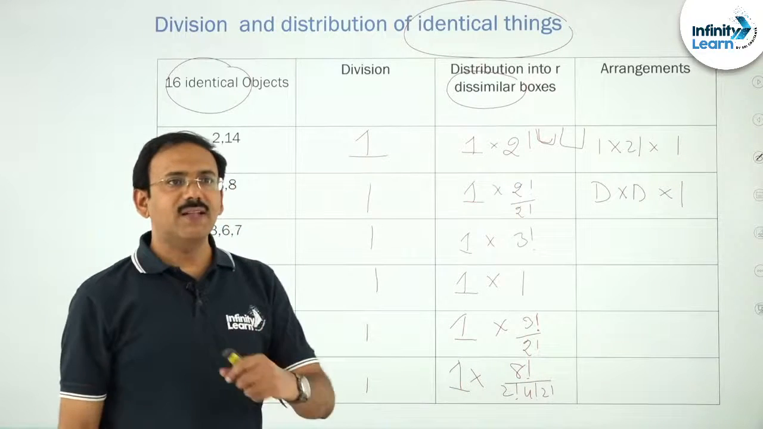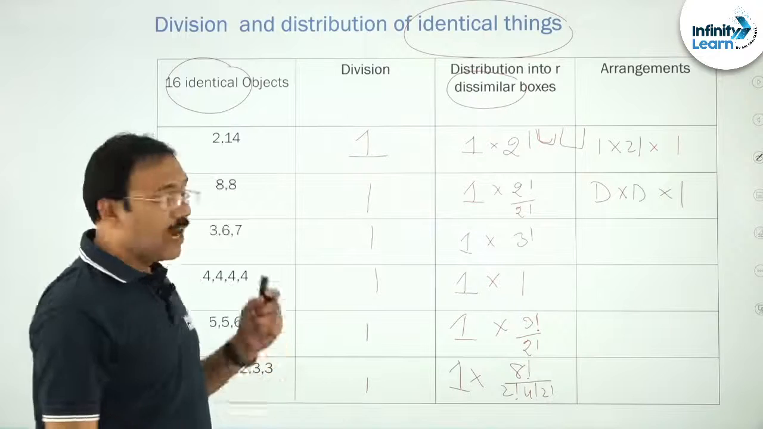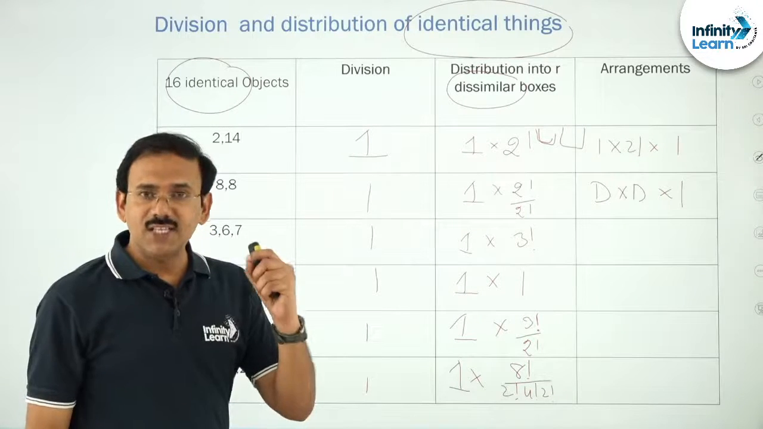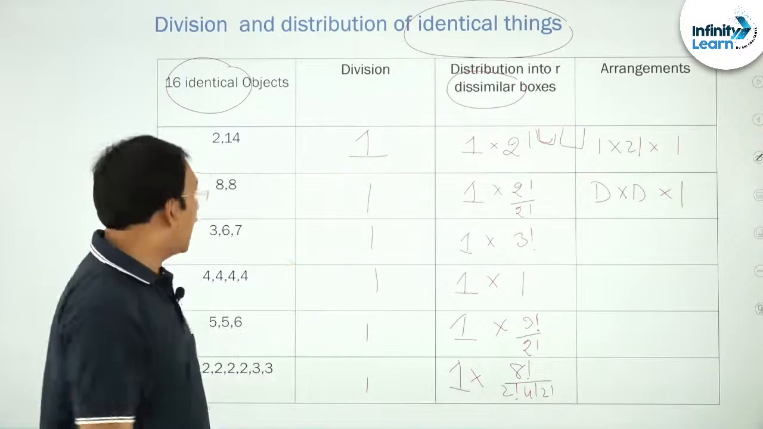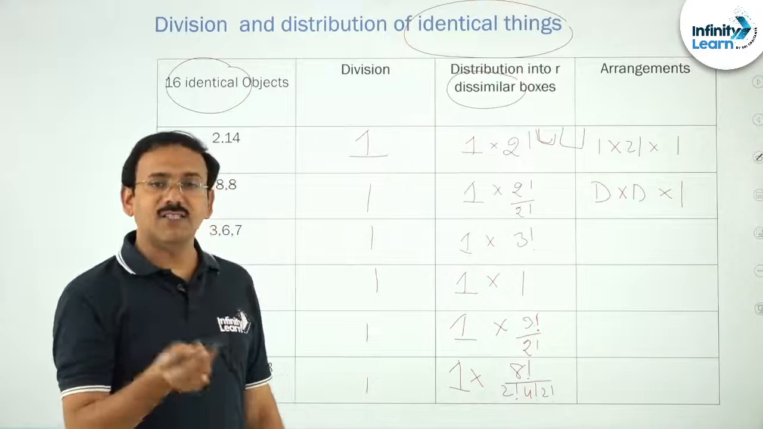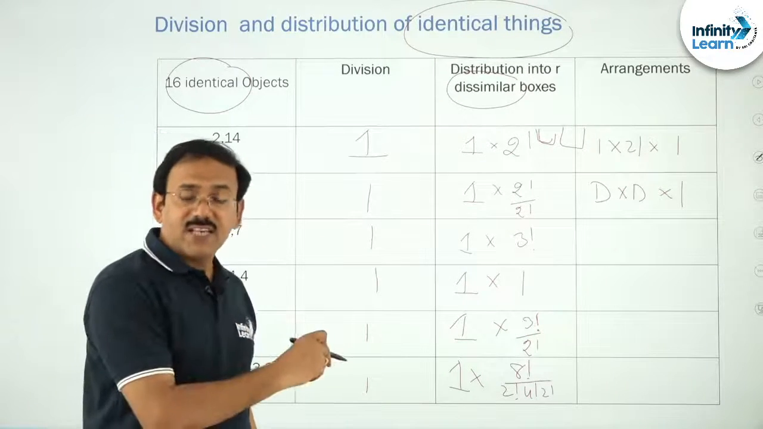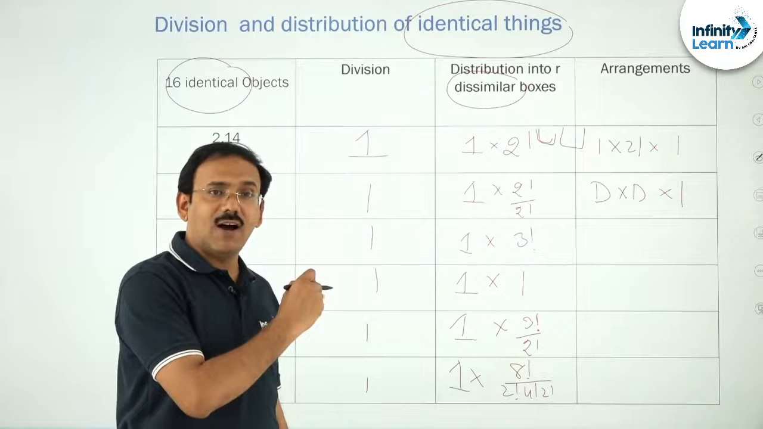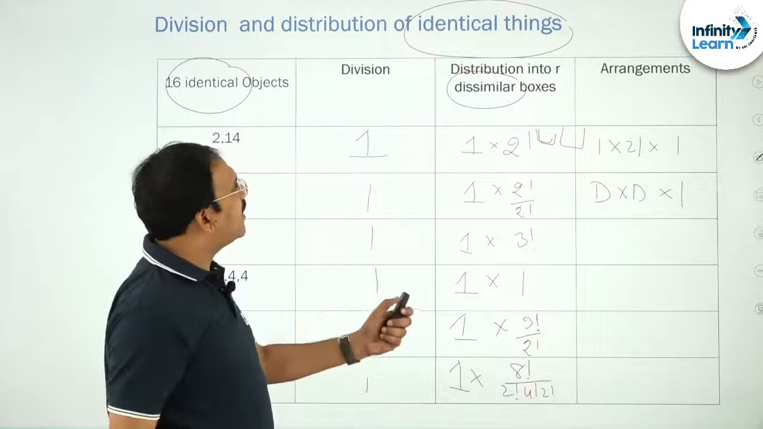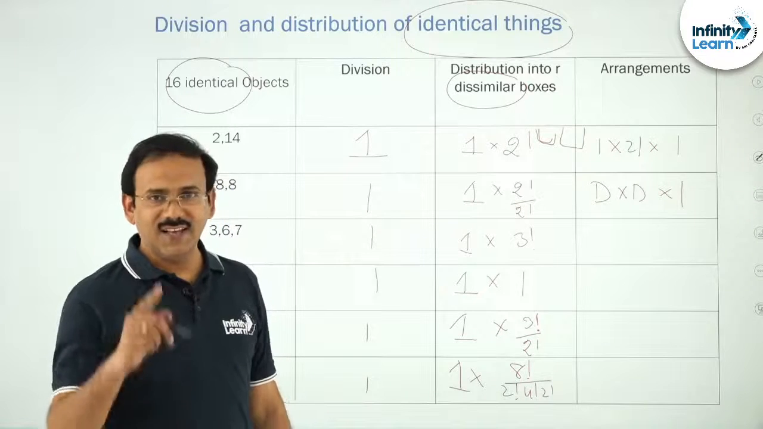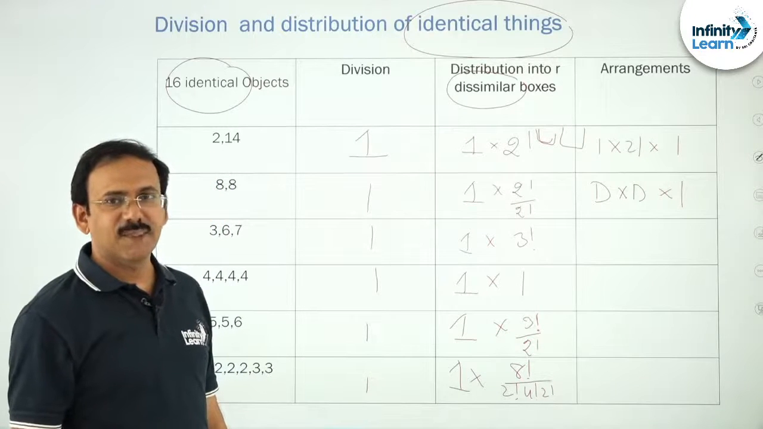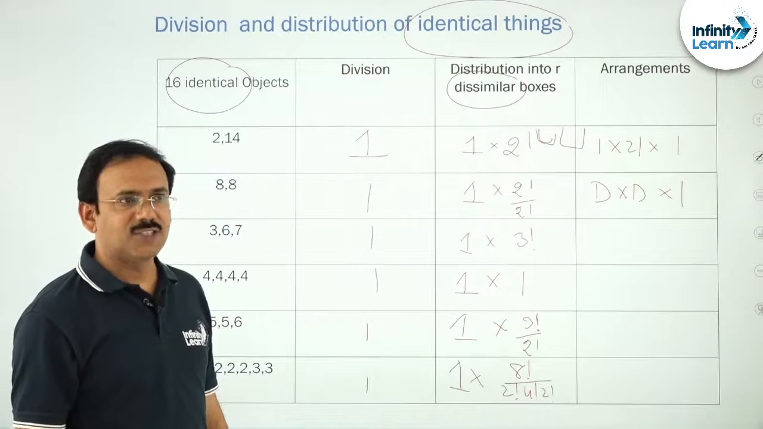Fine friends, by this time you might have seen how to divide, distribute, and arrange n identical objects into R boxes. Friends, in the previous case we have seen dissimilar objects into boxes, and now identical things into boxes. Clear, dear students? Clear? Any doubt?